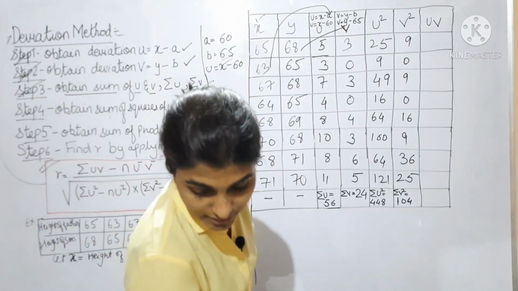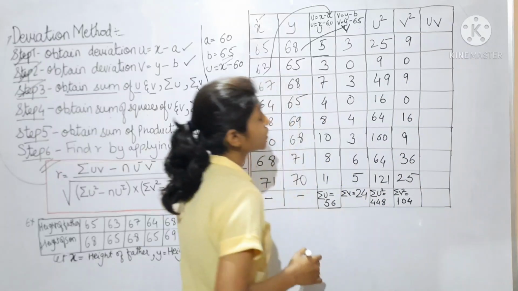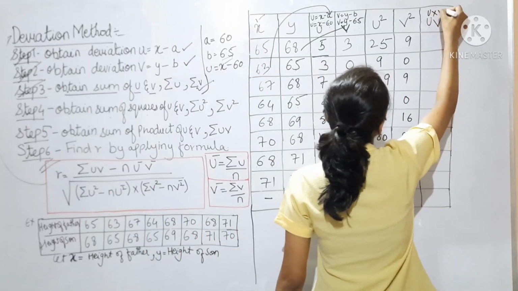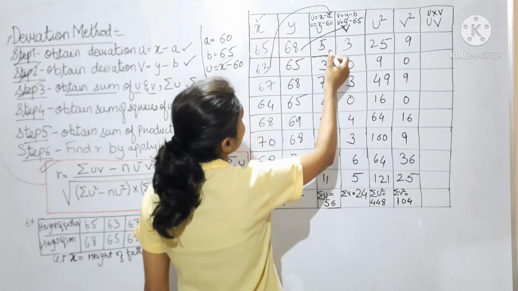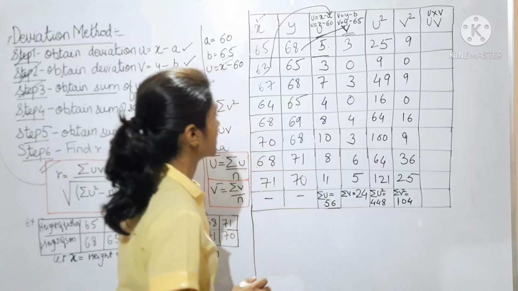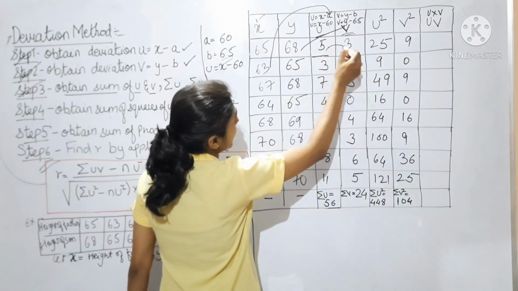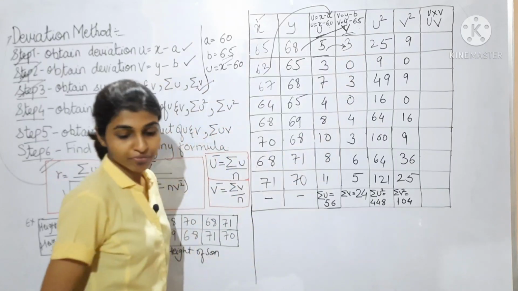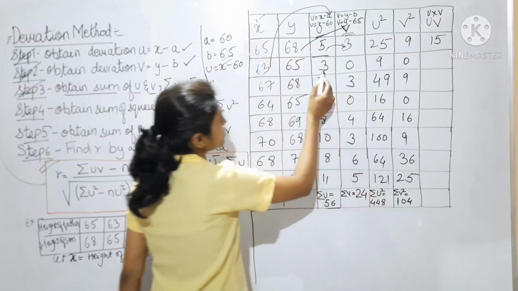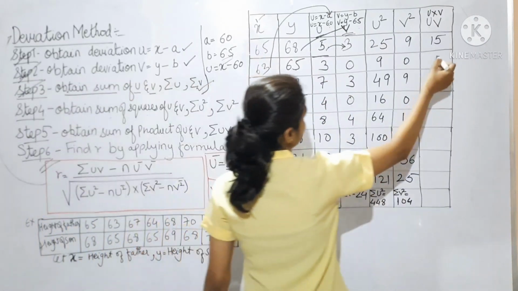Now next is uv. So uv means u multiplied by v. This is the value of u and this is the value of v. So multiply 5 into 3, 5 into 3, 15. 3 into 0, answer is 0.